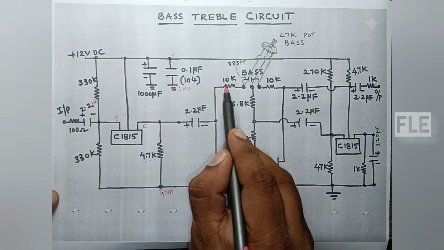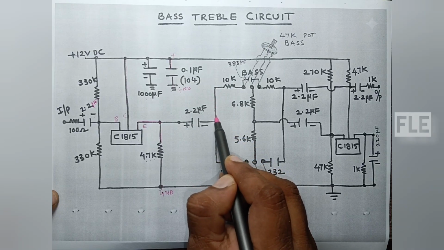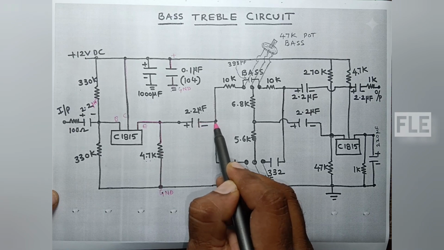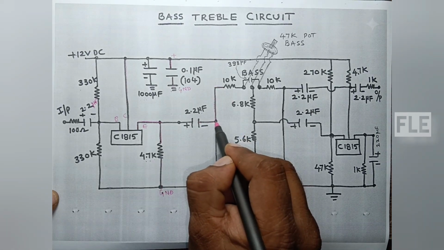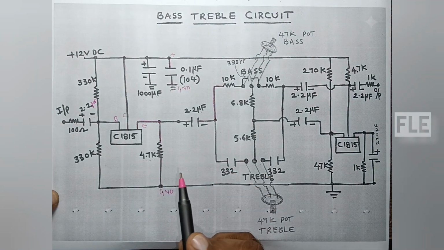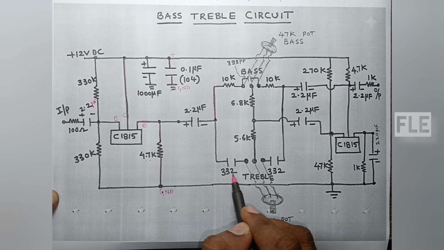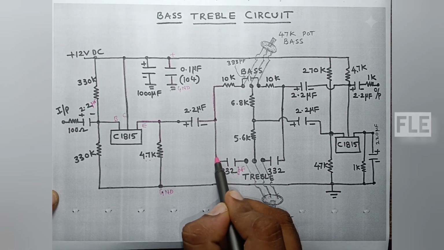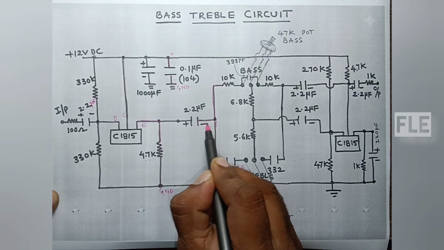The 2.2 microfarad positive terminal is connected to the emitter terminal, and the negative terminal is connected to a 10K resistor. The same negative terminal is connected to a 332 PF capacitor. The negative terminal of the 2.2 microfarad is connected to the 10K resistor and 332 PF. The other end of the 332 PF is connected to the first terminal of the treble controller.